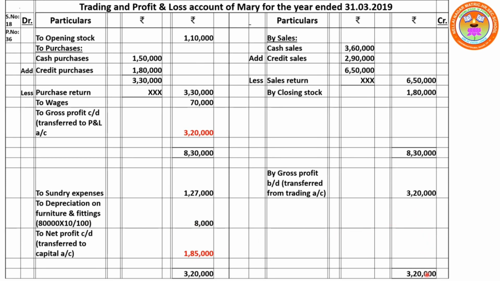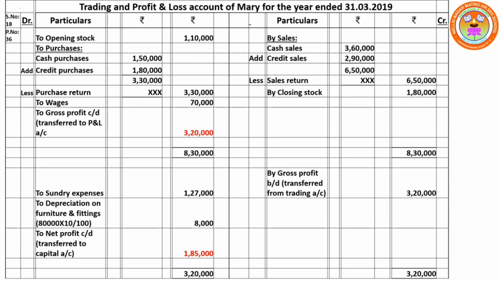So the credit side total is 3,20,000. Write the highest total on both sides, 3,20,000, on both debit side and credit side. Now take the difference amount, 3,20,000 minus 1,35,000. If we add these two items and deduct from the total, the difference is called net profit. 1,85,000 will be written as net profit. This amount should be transferred to the capital account while preparing the balance sheet.